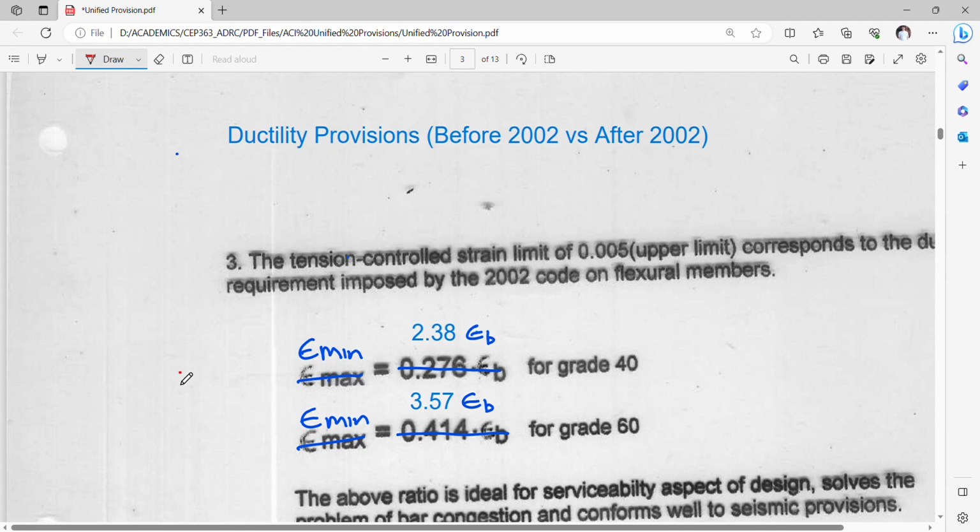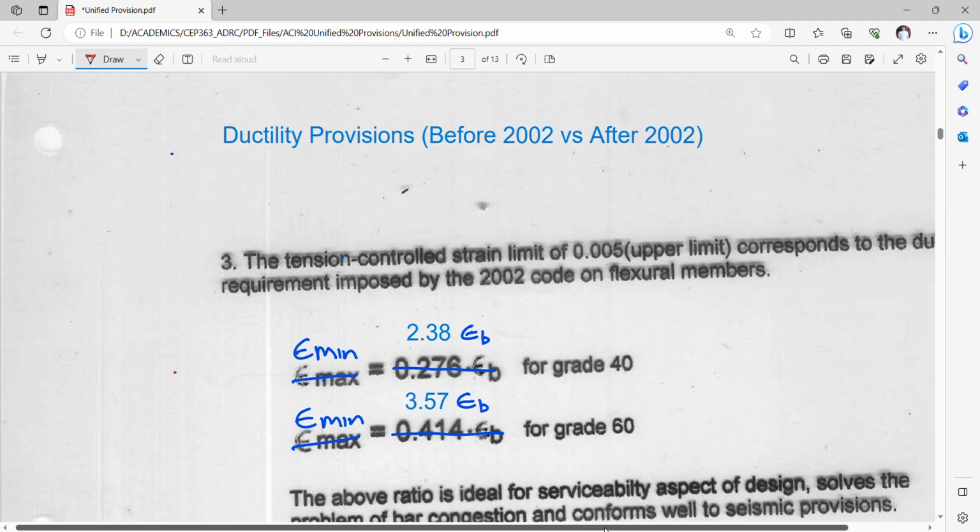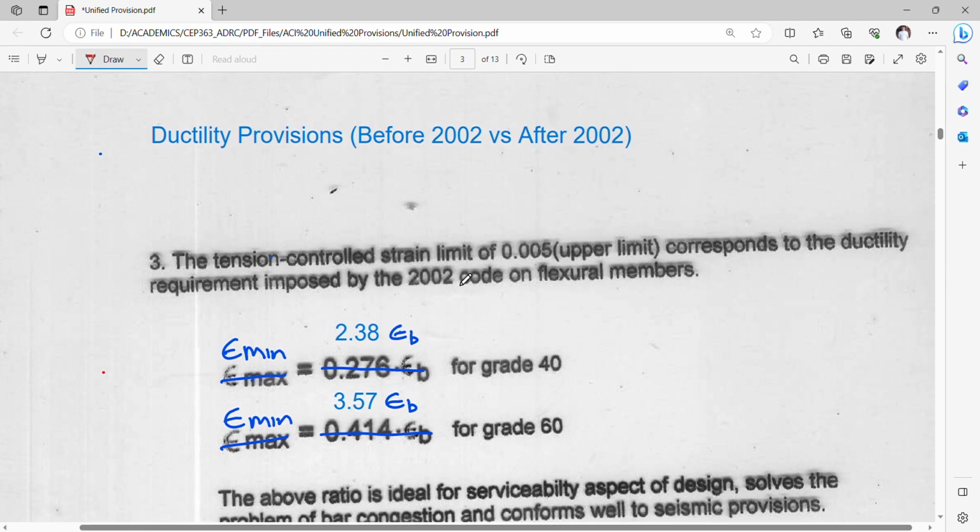Okay, in terms of the parameters they use, we will try to make some comparisons on the factors we need to know, no? For us to have a feel of what and how the ductility will be achieved concerning the strain limit. So for the tension controlled strain limit of 0.005, which is the upper limit, this corresponds to the ductility requirement imposed by the 2002 code on flexural members. And how do they match in terms of the balance condition?